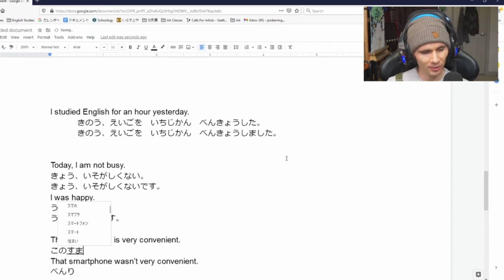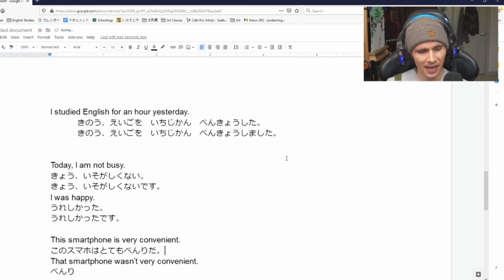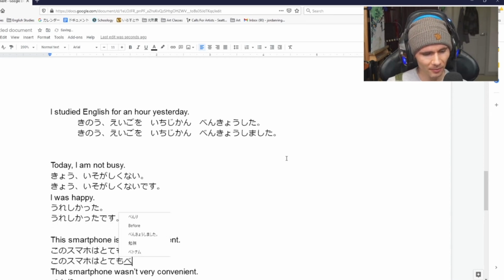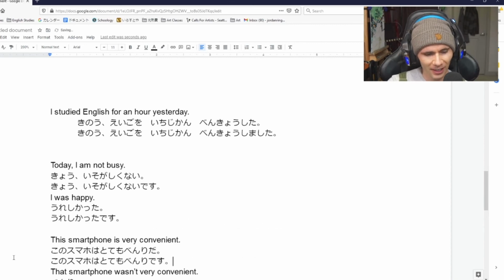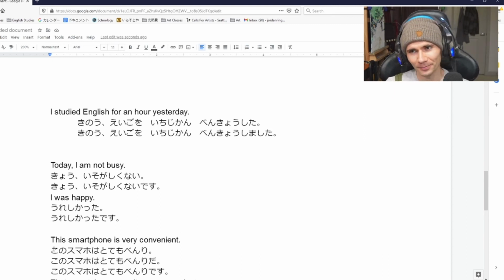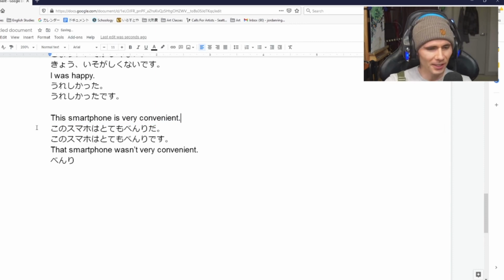So, このスマホはとっても便利だ。Short form. Now let's look at long form. このスマホはとっても便利です。You might hear in like even more casual context, people take off da. このスマホはとっても便利。That's not wrong. You will encounter that kind of thing too. Sometimes if you use da too much, it sounds a little condescending. Anyways, so that might be a little bit extra for today's lesson, though, so we'll take that out.